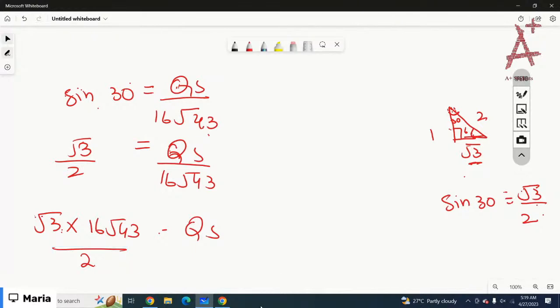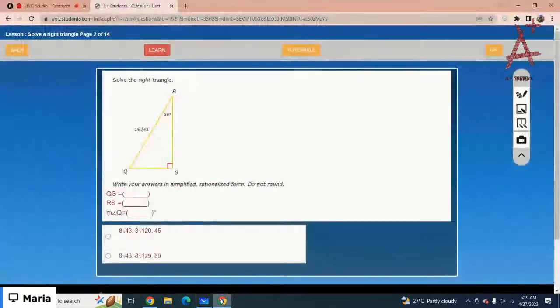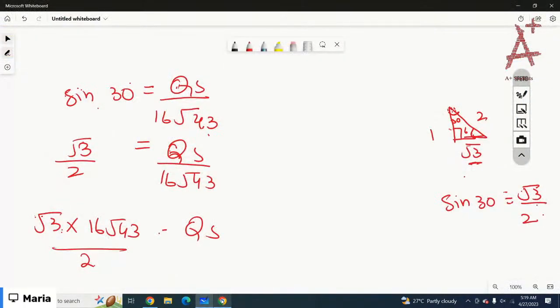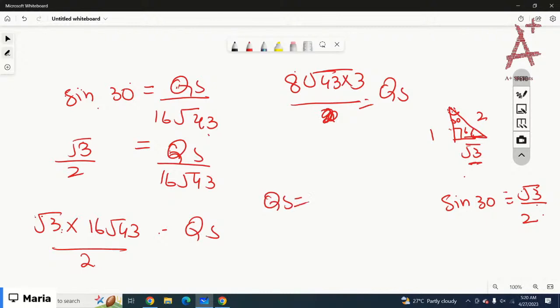Okay, it would be 2 times 8 is 16. So it would be 8 square root 43 times 3. No, we divided by 2. Got it? Because 2 times 8 is 16. So 43 times 3 is 129. So it would be 8 square root 129. Got it? So QS equals 8 square root 129.